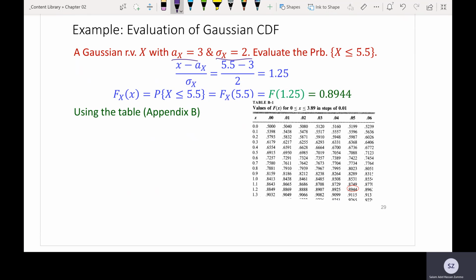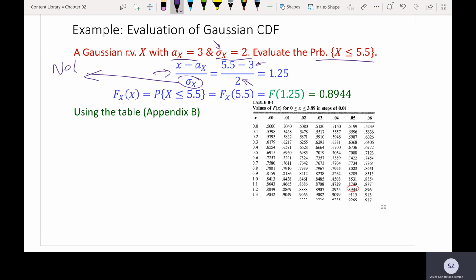And I'm interested in finding, for example, evaluate Fx. This is it. Probability that x is less than or equal to 5.5. I cannot take 5.5 to the table because the table is about another random variable with 0 mean and unit variance. So I need to use the normalization. So I use x minus μx divided by sigma. So it will be 5.5 minus the average, which is 3, divided by 2, which is sigma, not sigma squared. You divide by sigma, شباب.